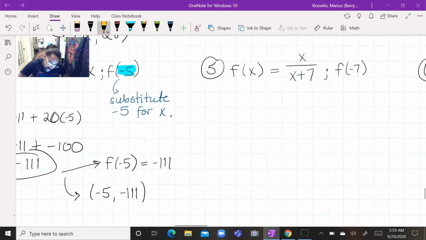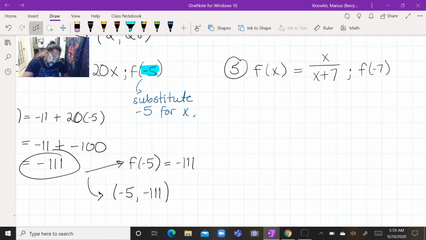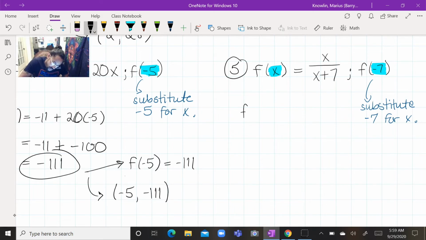Now, let's take a look at number 5. Okay? Number 5, we're going to substitute negative 7 for x. So let's go ahead and do that. Let's write it out. We're substituting negative 7 for x.